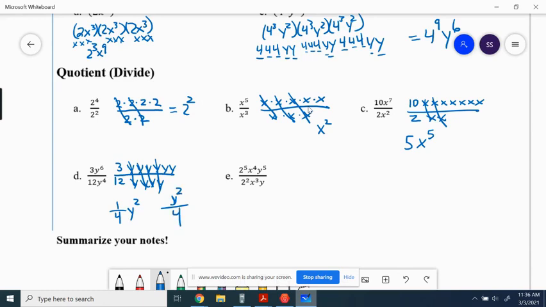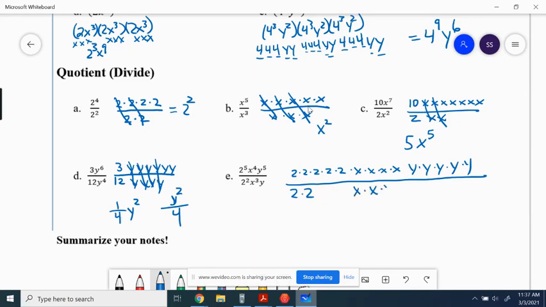All right, last one. This looks like it's going to be a lot. So let's start in the numerator. That's going to be 2 to the 5th, 2 times 2 times 2 times 2 times 2. X to the 4th is x times x times x times x. And y to the 5th is y times y times y times y times y, all over 2 squared, 2 times 2, x to the 3rd, so that's x times x times x, and just one y. There we go.